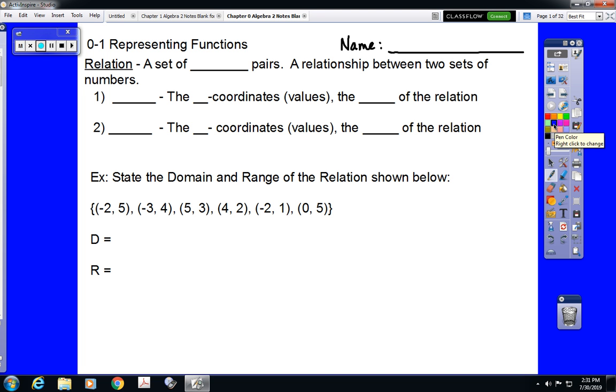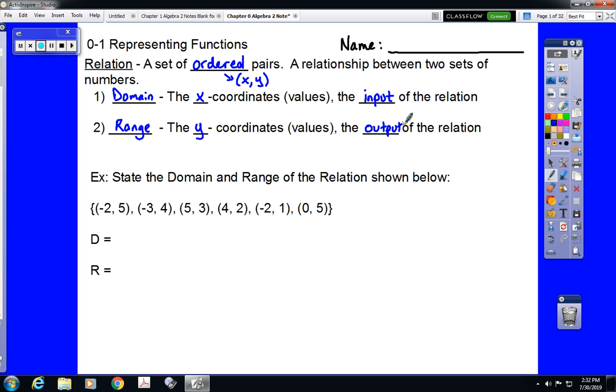So here we go. A relation is a set of ordered pairs. When we say an ordered pair, we're talking about a point, x comma y. It consists of 2 different number sets, the domain and the range. The domain is a set of all of the x coordinates of your ordered pairs, or the input of the relationship. Your range consists of the y coordinates of each point, or the output of the relation.